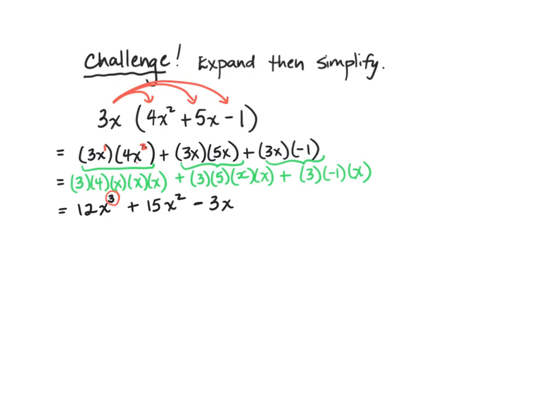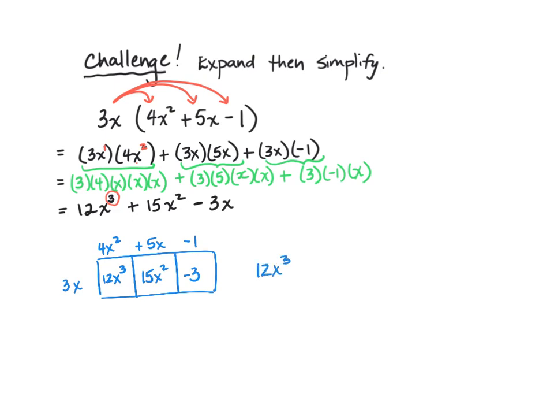Let's finish up by writing this using a more diagrammatic approach for those people who enjoy that. So we've got our 3x, we know we have a 4x squared, we have a 5x, and we have a -1, and we can go ahead and write in what we know to be our products. So 4x squared times 3x is 12x cubed, 3x times 5x is 15x squared, and 3x times -1 is -3x. So we can write our final answer as 12x cubed plus 15x squared minus 3x.